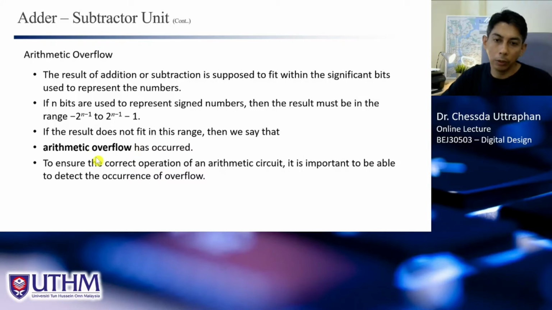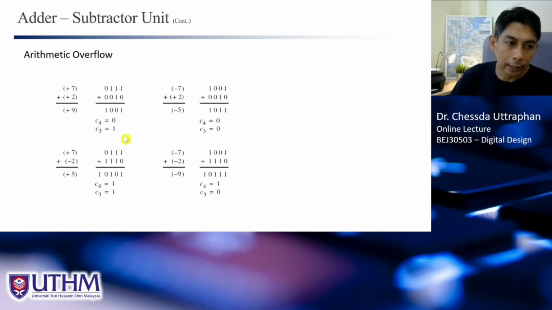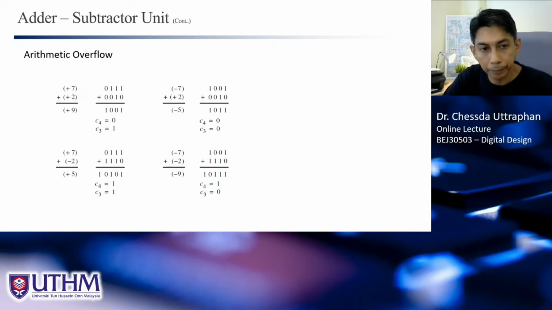So now we want to design a circuit that can detect that this arithmetic overflow has occurred, right? So how to do that? Before we can do that, we need to understand what arithmetic overflow is and how it is generated, right? So we need to look at this example.